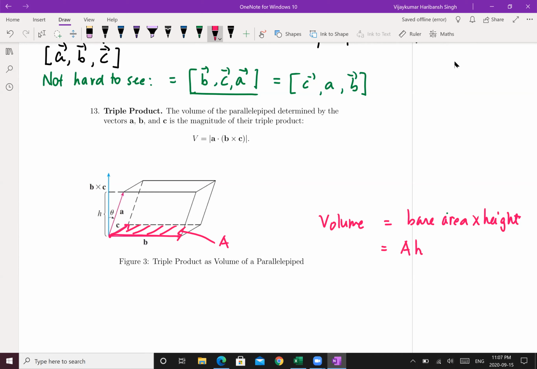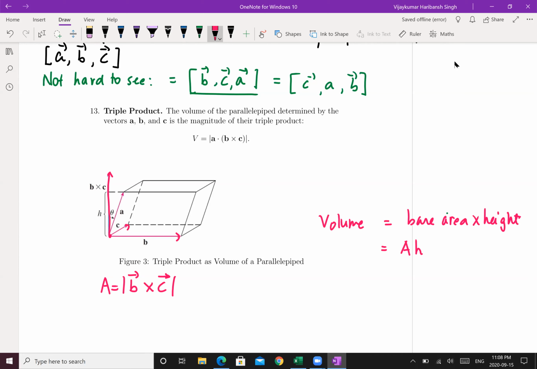So let's look at the area first. Because of the cross product, we have that the area equals the length of B cross C, right? Now, we want to basically see the height. If this angle is theta, then the height is given. So h is here. We want to find out what is the height, right? So first of all, what is the direction of B cross C? B cross C is going to be perpendicular. So if you use the right hand rule, you'll see that B cross C is given by this vector.